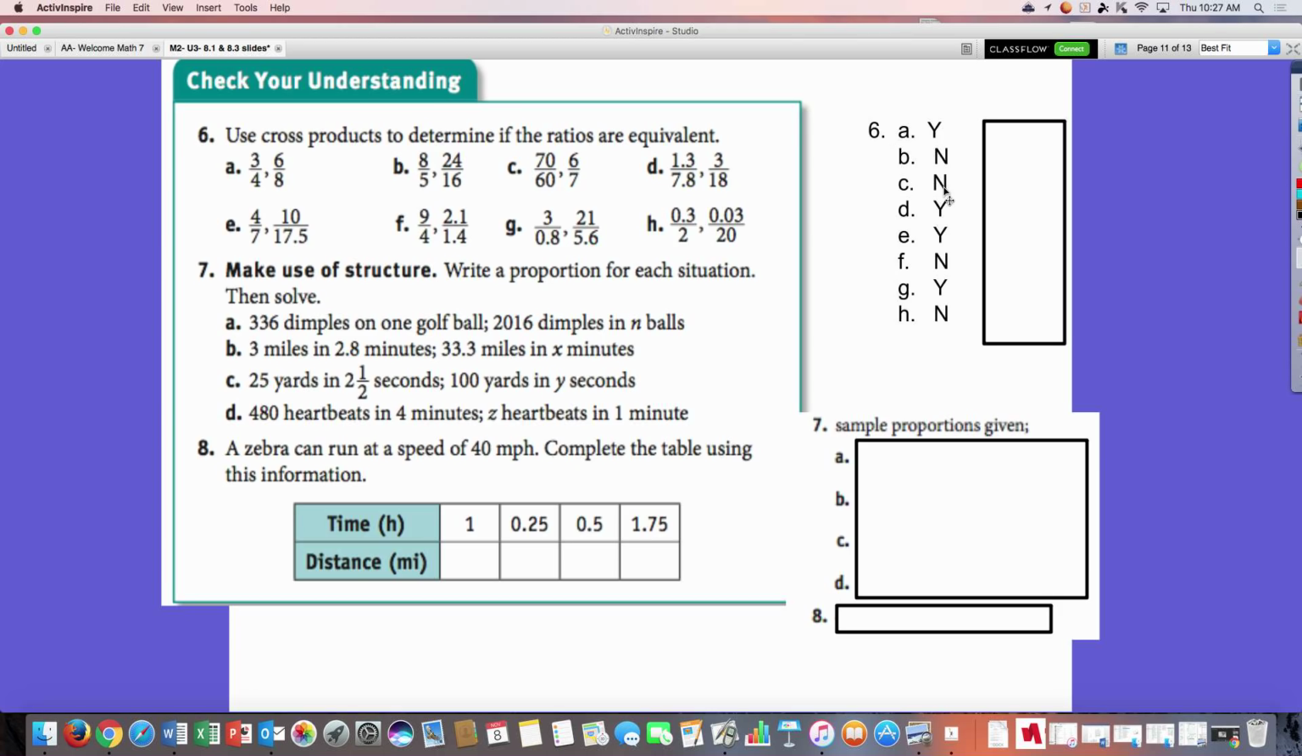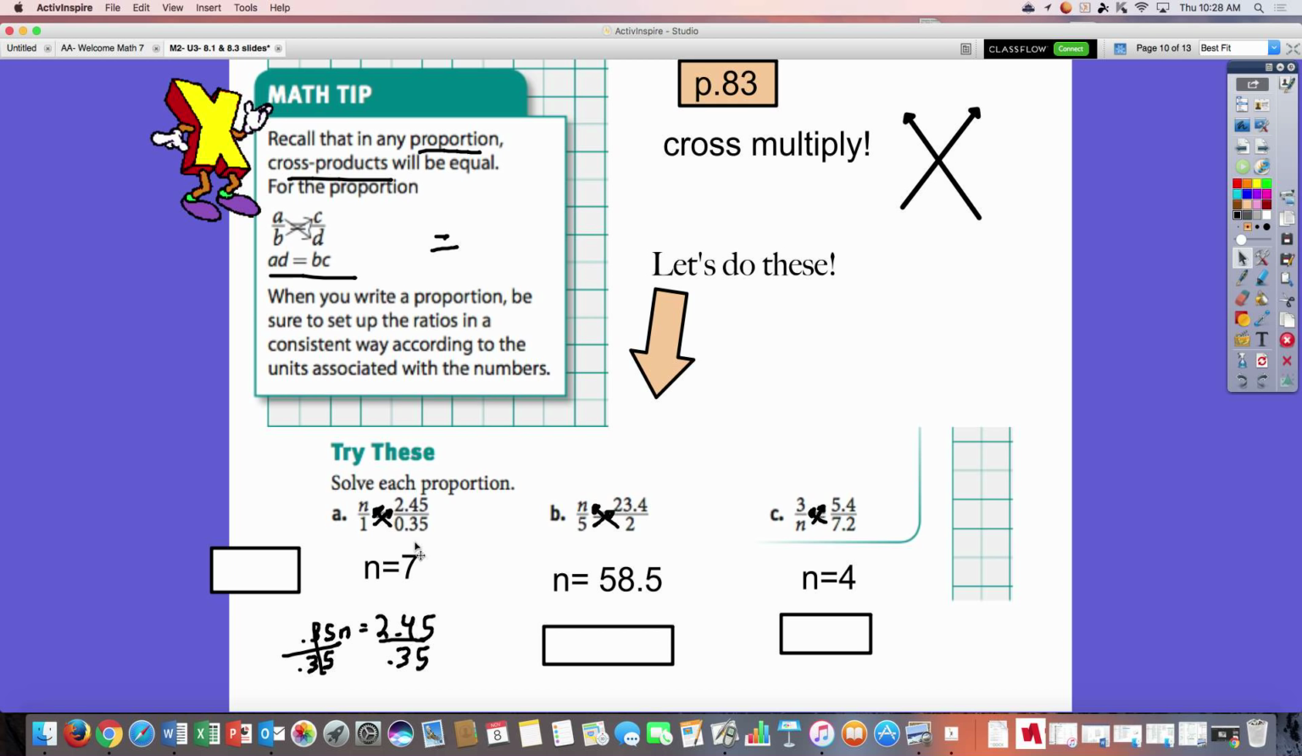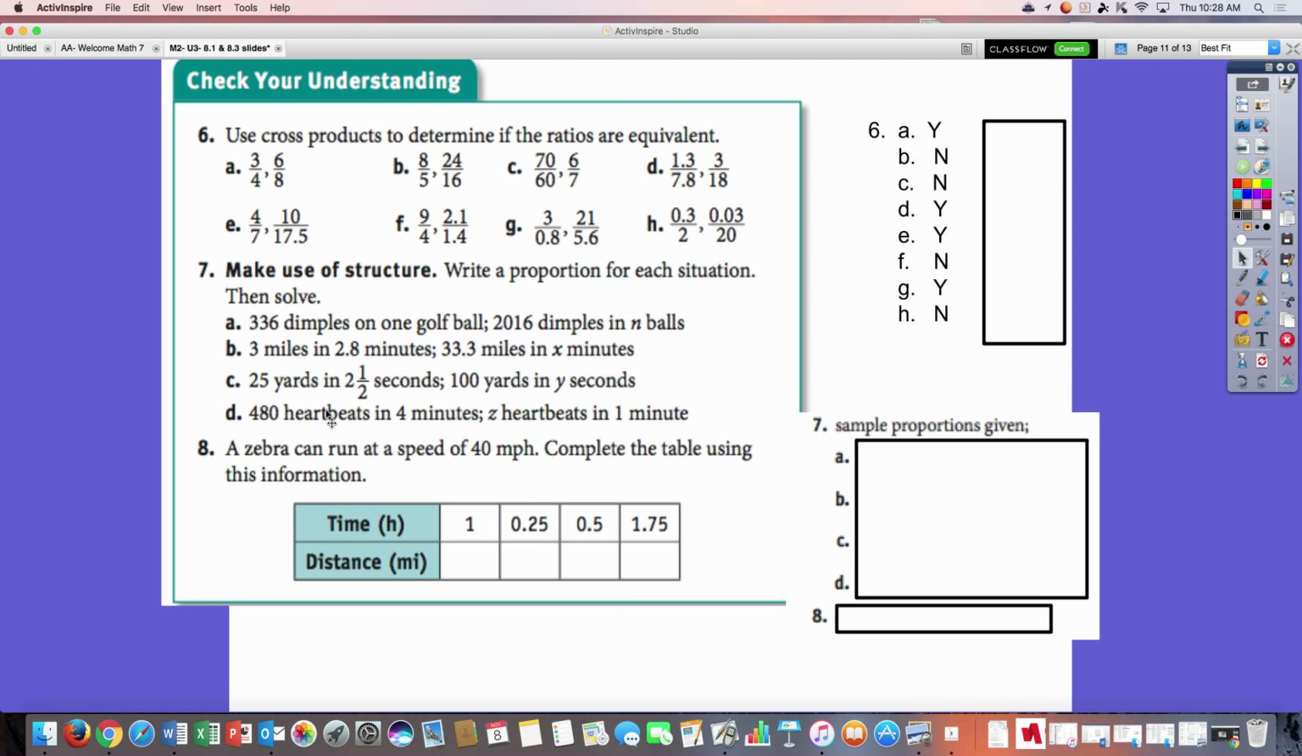B is a no. C is a no. Those aren't equal, right? 7 times 70 is 490. 6 times 60, okay, 3,600 or 360. Hopefully you multiplied those out and you got those answers. I'm going to yell shoo. You're going to go ahead and write a proportion, just like we did in the last section, just like we did back here. You're going to solve for n, right? So we're going to do that for this. So fill out 7 and fill out 8, and we'll come back and check them.